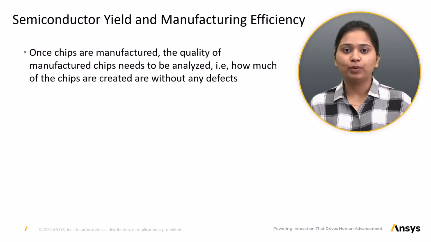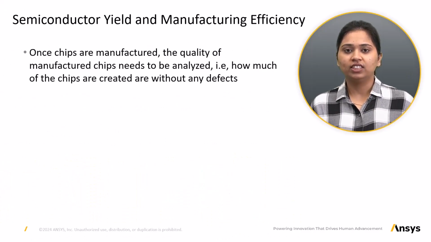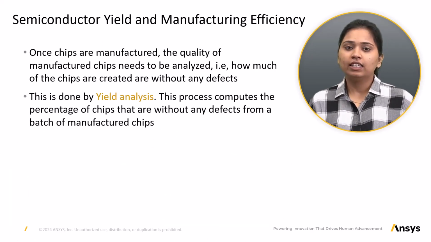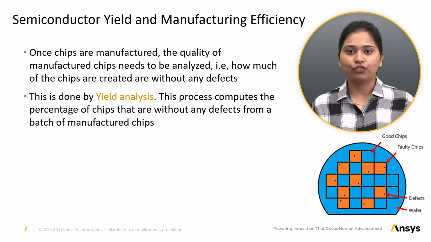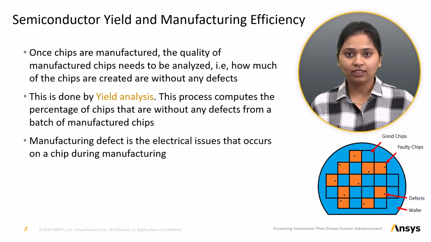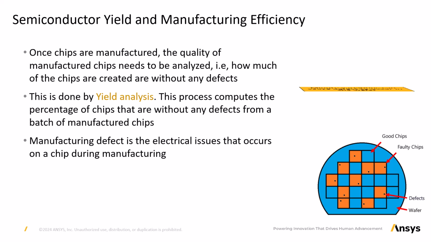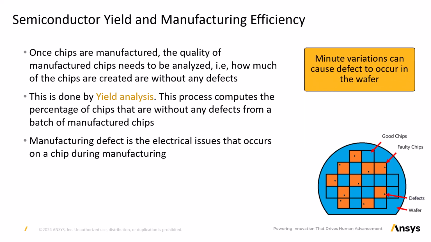Now that the chips have been manufactured, we need to test these manufactured chips and ensure that they are free from any defects. Yield analysis is performed to determine how many chips of a wafer are good and how many are defective. A defect is an electrical issue in the chip that occurred during the manufacturing process. Thus, we understand how crucial the requirements that we mentioned in the previous slides are, as very minute variations can cause defects to occur in the wafer.